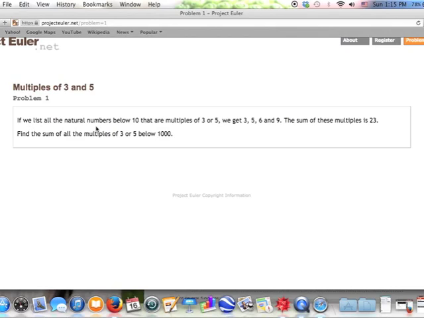If we list all the natural numbers below 10 that are multiples of 3 or 5, we get 3, 5, 6, and 9. The sum of these multiples is 23. Find the sum of all multiples of 3 or 5 below 1,000. This is a really good problem to use Mathematica on, because it would take forever to calculate all multiples of 3 and all multiples of 5 and then add them together. So I highly recommend, just as practice, try doing a lot of these.